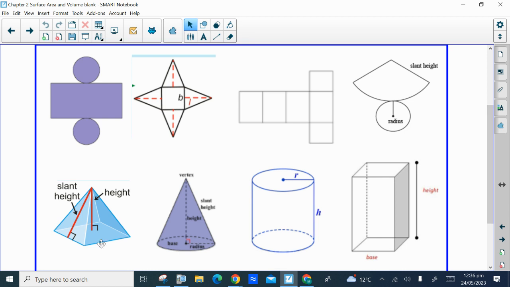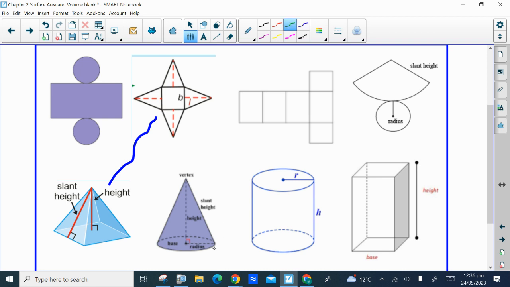So this first shape is a pyramid. Okay, it has a base that is either square or rectangular, but the sides are all triangular. So the net that matches with that pyramid would be the second net. It's got a square or rectangular base, and it's got four triangular faces.